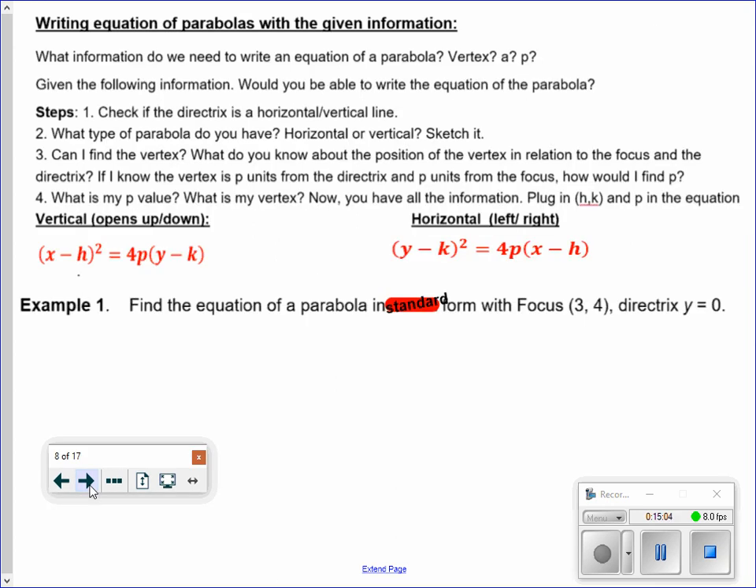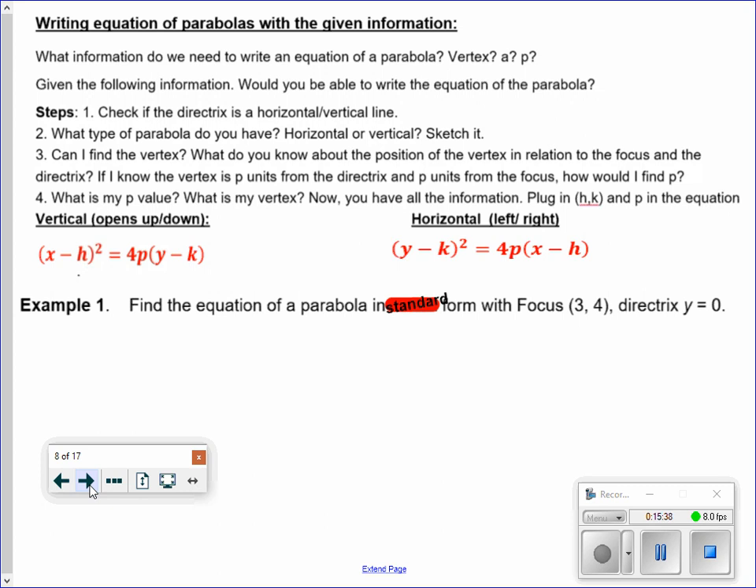Now, in this case, we're going to be figuring out how to write an equation of a parabola, where we're just giving you a few bits of information. So all this is really saying is we're going to check if the directrix is a horizontal or vertical line. Then we're going to figure out what kind of parabola we have. We'll sketch it. Once you sketch it, we can figure out everything from there, right? The biggest thing to always remember, I think I said this in the last video too, the vertex is in the middle between the directrix and the focus. The vertex is always right in the middle between the two. So when you sketch your graph, you can pretty much figure out everything else you need to know.